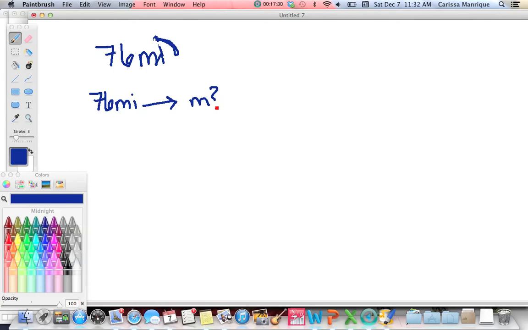How do we do that? So I gave you a little hint on the side. Down here, we're going to have 1 kilometer equals 0.6214 miles. That's one I give you. Another one I give you is 1 kilometer equals 1,000 meters. Okay, now let's use these.